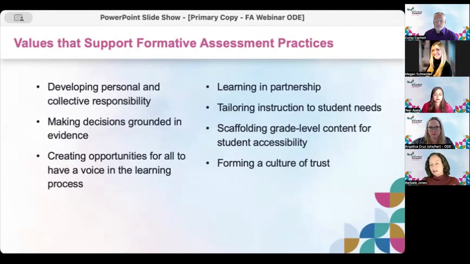So it's about that improvement cycle basically in the classroom for both teachers and students, tailoring instruction to student needs, and then using this to scaffold grade level content for student accessibility. And then all of this occurring within a culture of trust. Next slide, please.